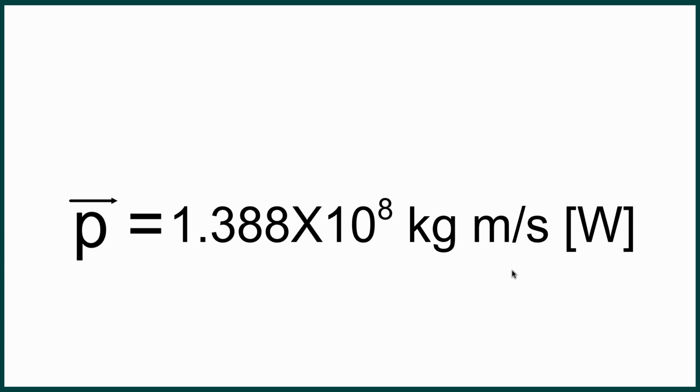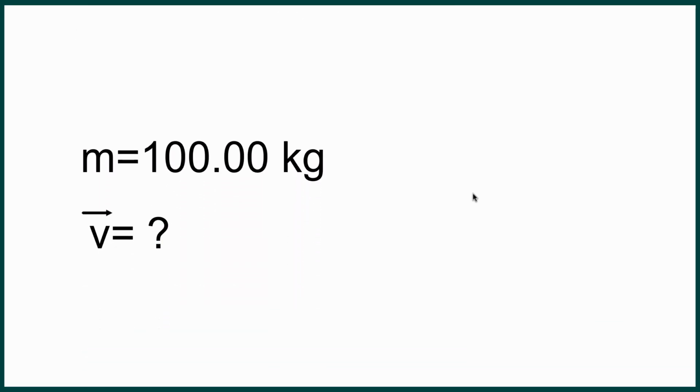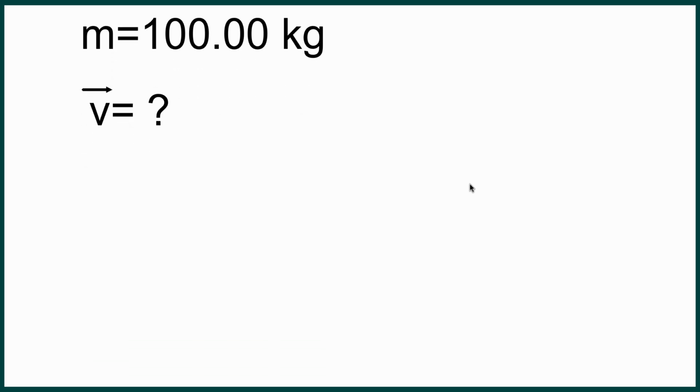Now, if Hancock was to stop this train, he has to apply a momentum of that number in the opposite direction. So let's say that he is about 100 kilograms in mass. We'd have to figure out what velocity he would need going in the opposite direction to cause the train to come to a complete stop.